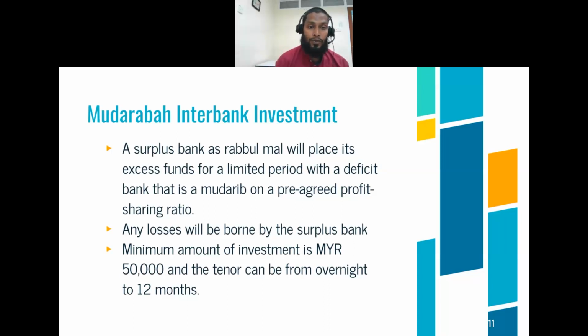So in the Mudaraba, the surplus bank will be the Rabbul Mal. It will place its excess funds for a limited period with a deficit bank, the bank that needs liquidity, which is called the Mudarib, on a pre-agreed profit sharing ratio. They will share the profit based on the ratio, so if there is a profit, it will be shared between the investing bank as well as the bank which is the Mudarib.